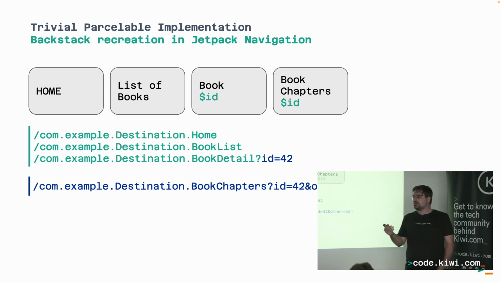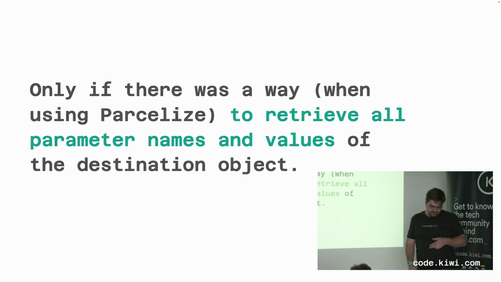So we need to decompose the destination object into the particular values in it, and have the IDs and other parameters separate in the URL itself. So the Parcelable implementation, or this trivial implementation with Parcelable, doesn't work.